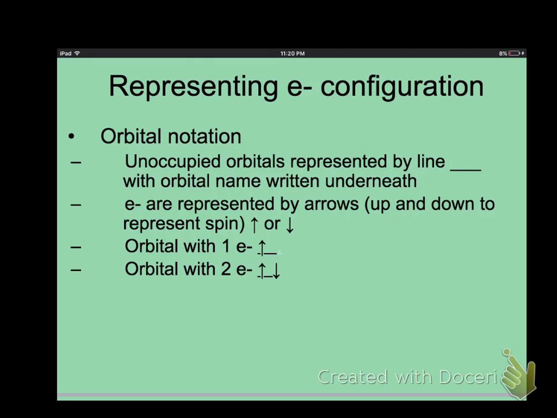Okay, so let's start with actually representing electron configuration, referencing the three rules that we've talked about. The first way that we'll learn to show electron configuration is what's called orbital notation. In orbital notation, every individual orbital is shown, and an unoccupied orbital is represented by a line with the orbital name written underneath it. Electrons are represented by little arrows up and down to show spin.